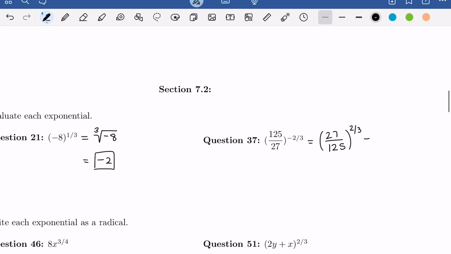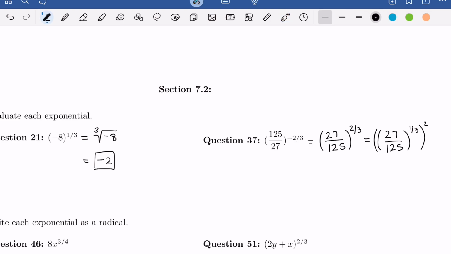Now our second step is what we can do is split up these exponential expressions here. So this is going to be the same thing as 27 divided by 125 raised to the 1/3 power, and then all of this is going to be squared. So this is just using our exponent rules. We know that this is the same thing as 2 times 1/3, which is 2/3 here.